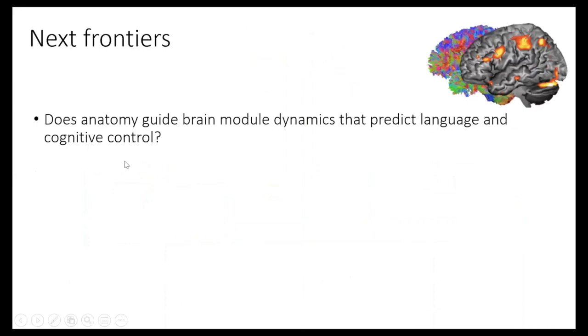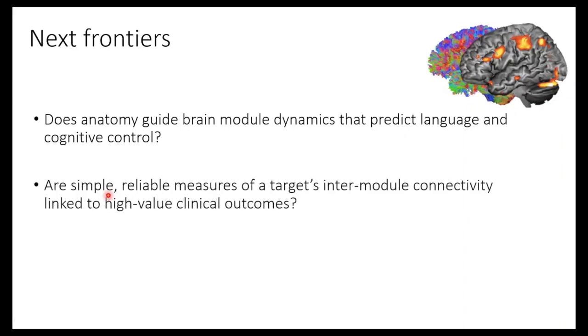So to wrap up here, open questions that we have are, does the brain anatomy guide the dynamics in the brain? So notice there we were just asking about anatomy with a really simple model, but we might predict the function based on some of those model predictions, and we'd like to see that, and that it predicts language and cognitive control. Are these simple, reliable measures of this target's intermodule connectivity linked to high-value clinical outcomes? So again, I'm excited already that we're getting a little bit of this link at this node, but we're curious to see if we can make patients with aphasia better.